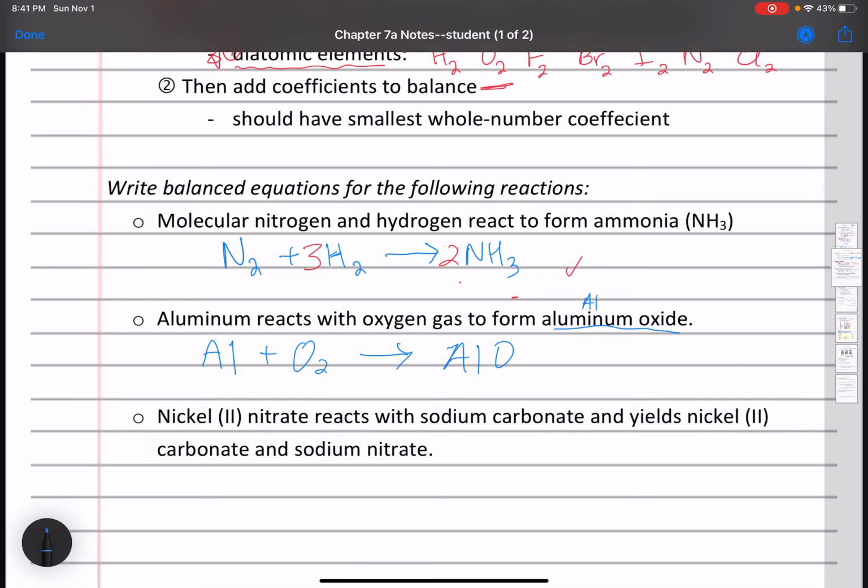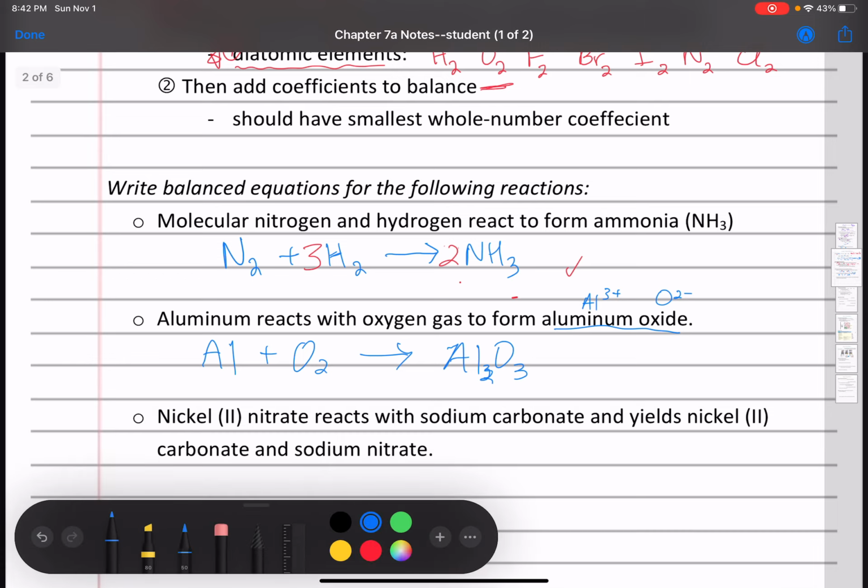Aluminum is a group 3 element. It has a 3+ charge. And oxide is an oxygen ion that has a 2- charge. We get these just by looking at the periodic table. So they're not going to combine in a 1-to-1 ratio. In order to balance out the charges and have a neutral compound, we need to have 2 aluminums and 3 oxygens. So the correct formula for aluminum oxide is Al2O3.